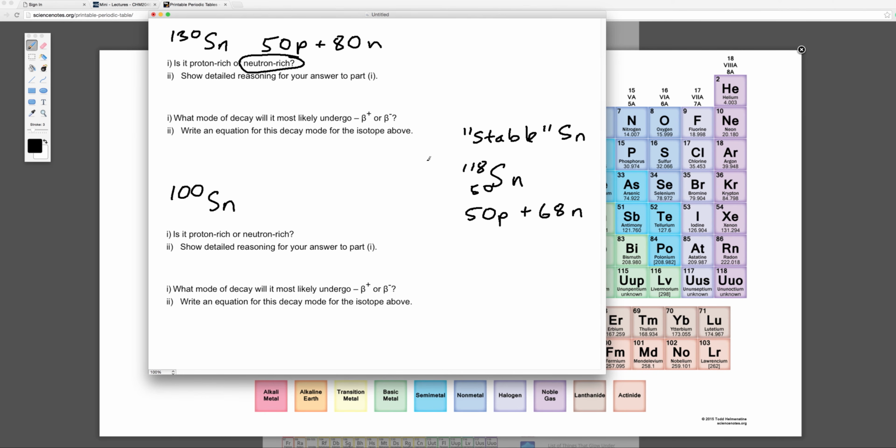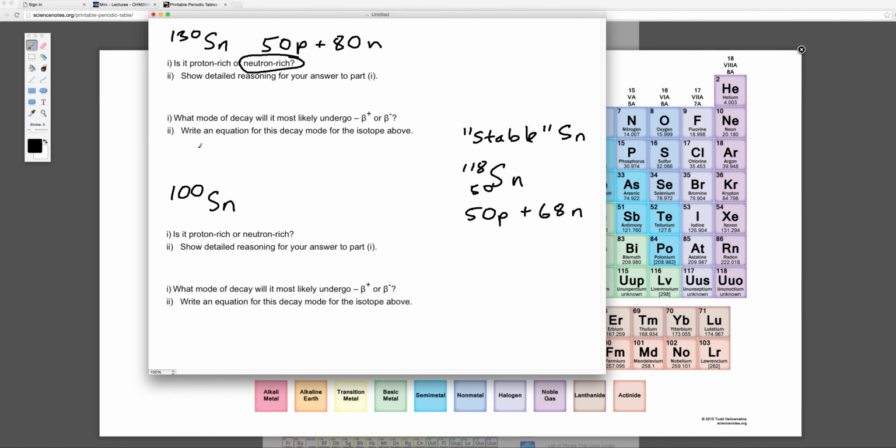The kind of reasoning that I'm looking for is basically the reasoning I have here. The number of protons and neutrons in the one you're talking about, and the number of protons and neutrons in stable tin. That will make up the reasoning that you'll put down here. What mode of decay will it most likely undergo? In this case, since it's neutron-rich, it will undergo beta minus decay.